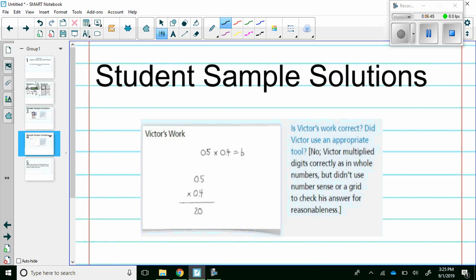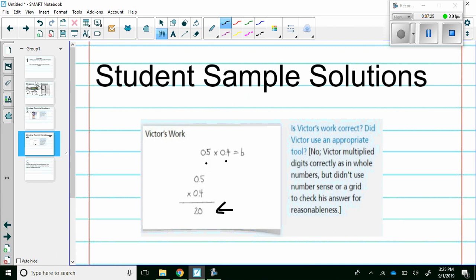The next sample of work is Victor's. Take a second to look at Victor's work. Is his work correct? We can see that he started off using 5 tenths for the yard times 4 tenths for the vegetables, I guess more specifically the bell peppers. And he put a B because he wasn't sure of the answer. He did his multiplication, but what do you notice that he forgot to do? He forgot to replace his decimals back into his answer.